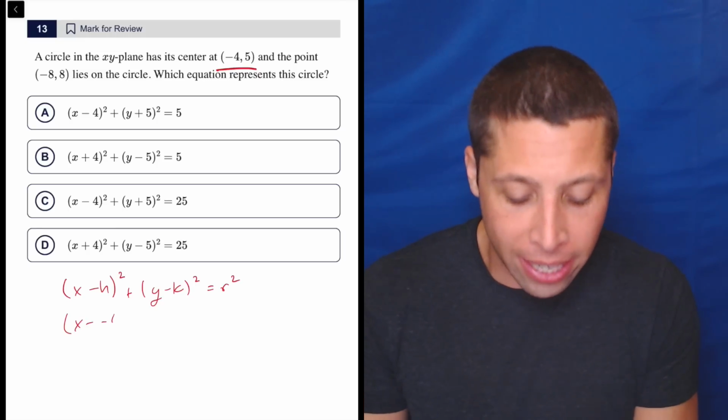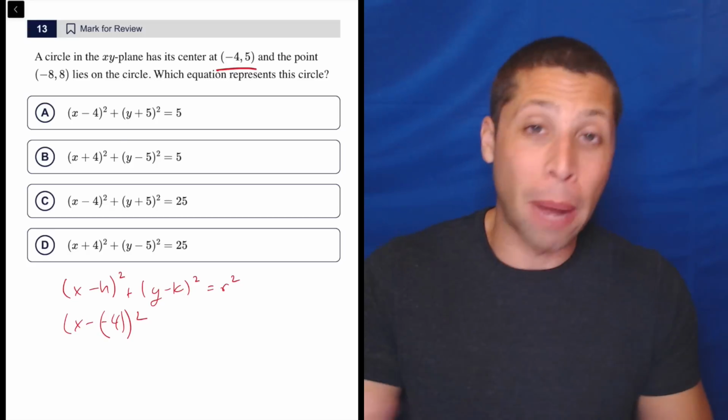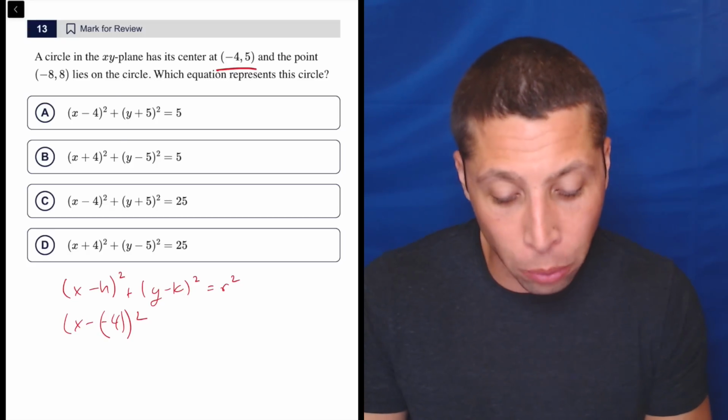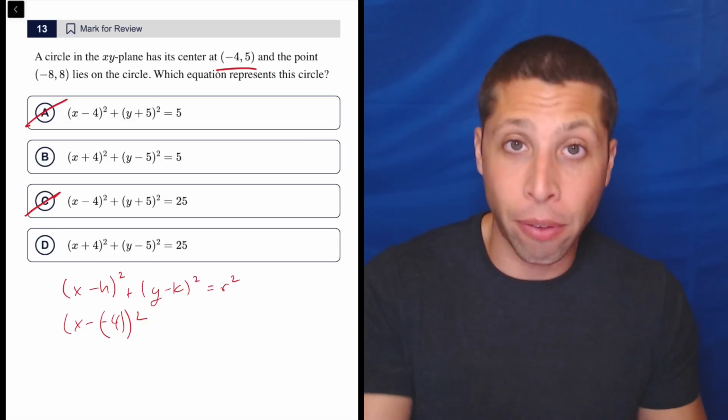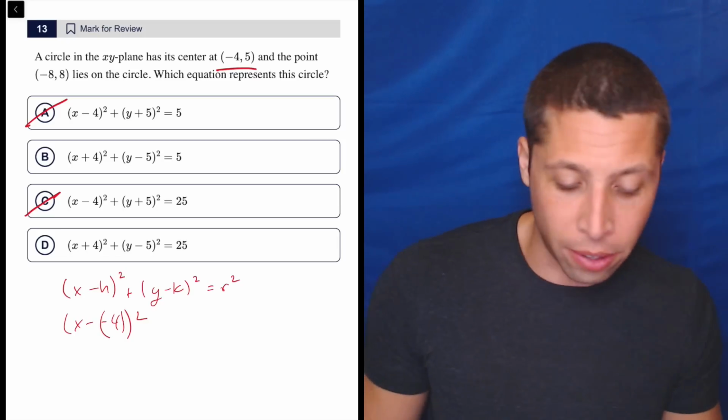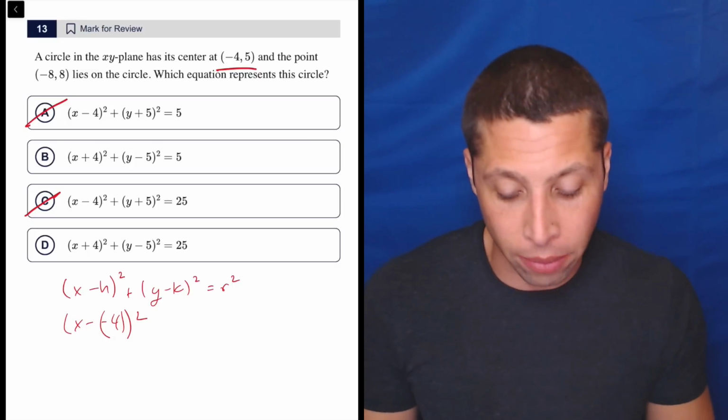It's kind of like we take the negative of a negative, and so that becomes a positive 4. So we're looking for a positive 4 here. That's going to get rid of C. That's going to get rid of A. And sure enough, the negative 5 represents a positive 5 for the y coordinate of the center. So that gets rid of those choices.